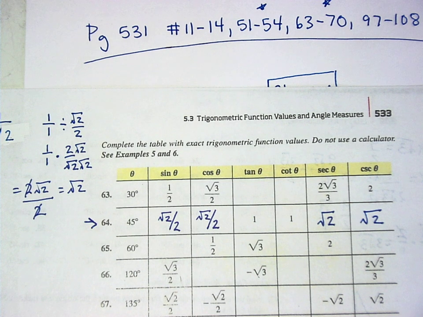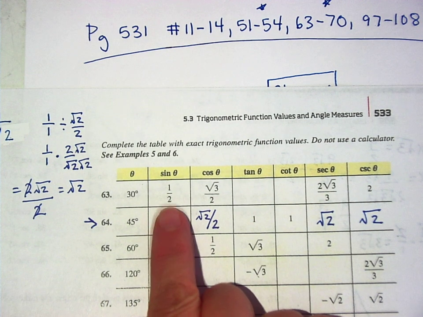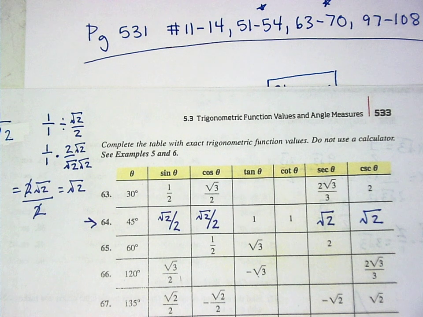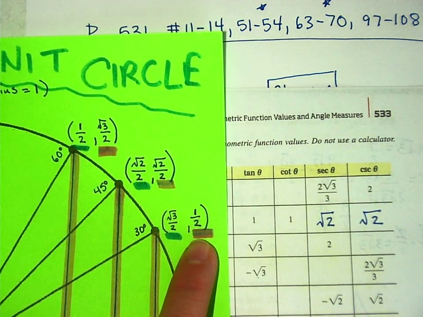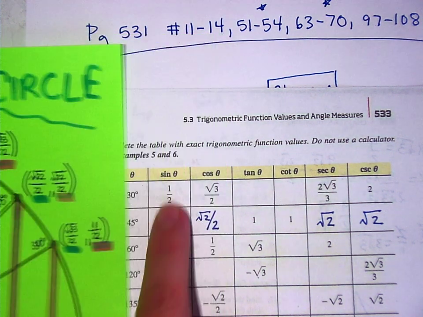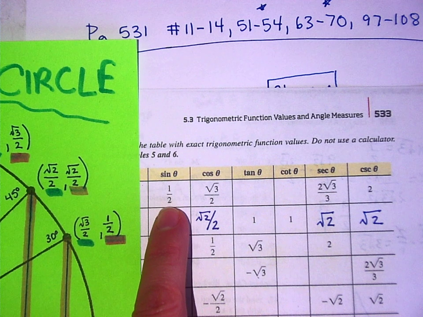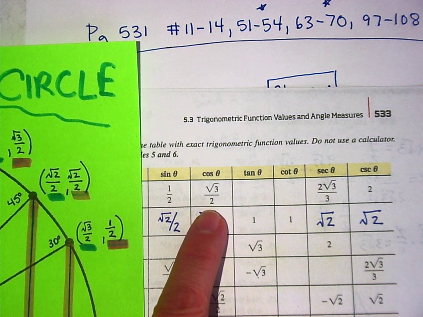Show your partner right now. Point to your partner on your unit circle. Everybody look up. Point where sine of 30 degrees is on your unit circle. You've got to decide, is it the x or the y? Sine is the y. You should be pointing at 1/2. Also, a big hint is that it says 1/2. Where's the cosine? Point at the cosine on your unit circle.